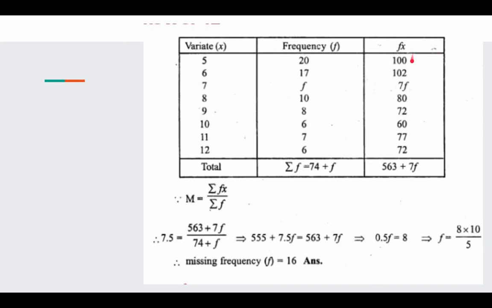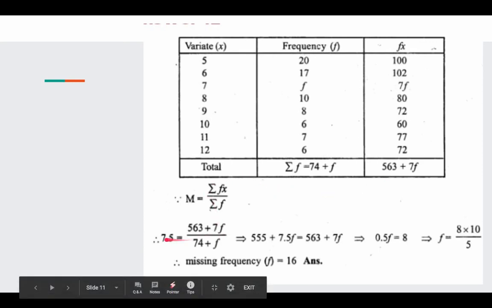Sum of fx, how do you get? Multiply: 5 into 20, 100. 6 into 70, like that. Keep adding. This 7f will be added separately because it has a variable, and the rest sum comes to 563. Put it in the formula. Mean was 7.5 given, so 563 plus 7f upon 74 plus f.